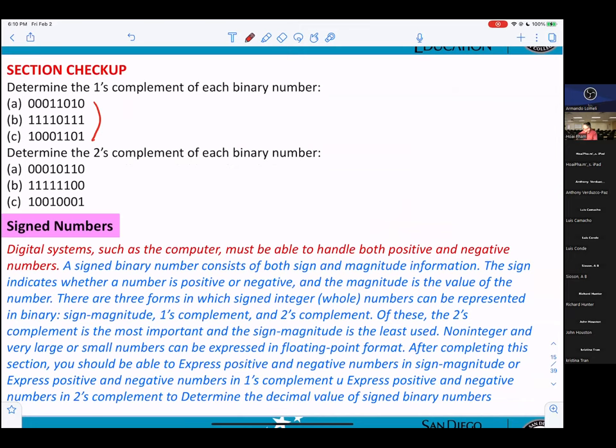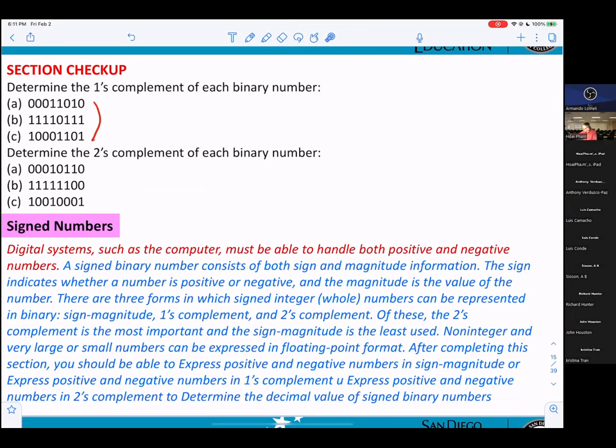Now, a digital system such as a computer must be able to handle both positive and negative numbers. A signed binary number consists of both sign and magnitude information. The sign indicates whether a number is positive or negative, and the magnitude is the value of the number. There are three forms in which a signed integer number can be represented in binary: sign-magnitude, first complement, second complement. Of these, the second complement is the most important and the sign-magnitude is the least used.